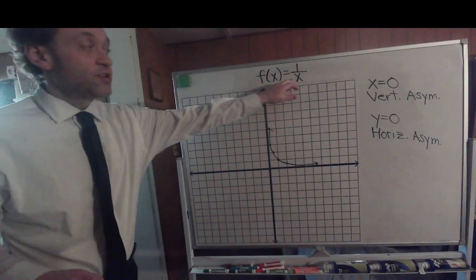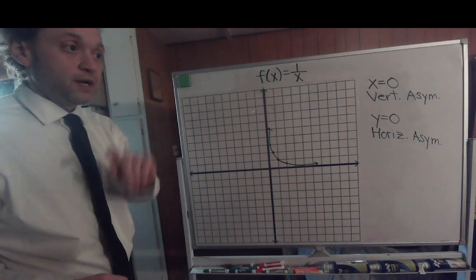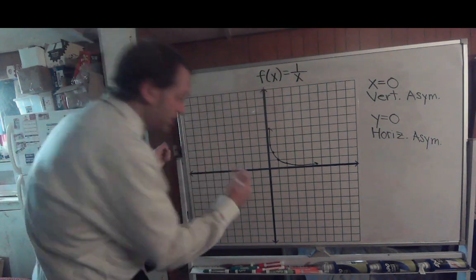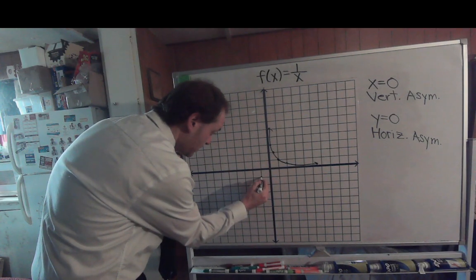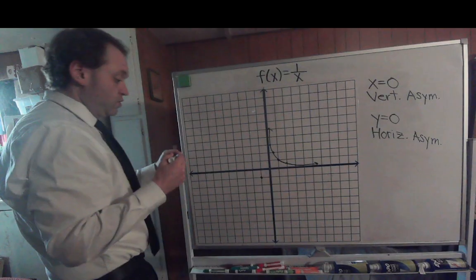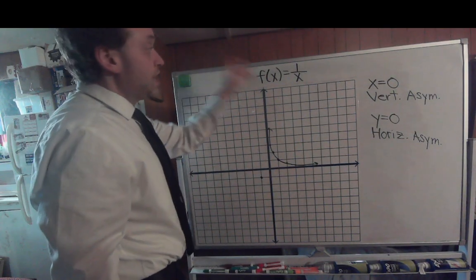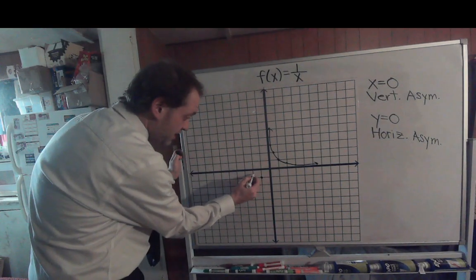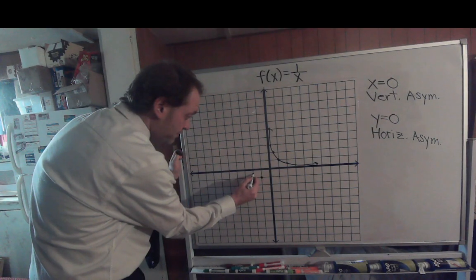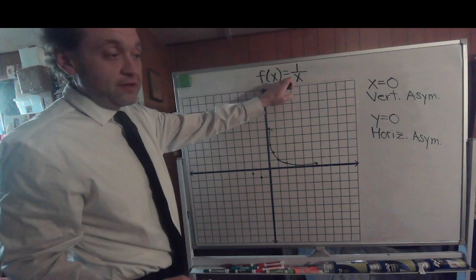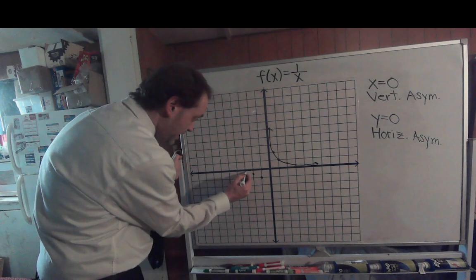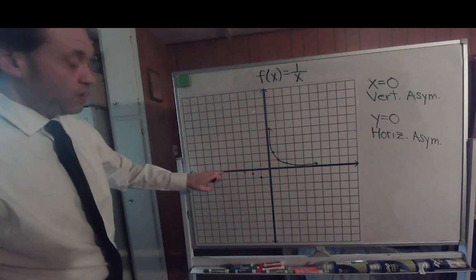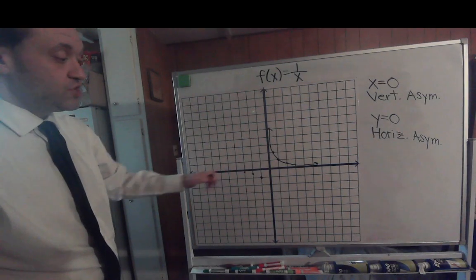Now we have to consider also when x is -1. So if you put -1 in for x, you would get a y value of -1. And then when you have x equals -2, you would get a value of -1/2 for y. And then let's put in -3 for x. You would end up getting a y value of -1/3. Notice again, it's getting infinitely close to a y value of 0, but it can't quite reach it.